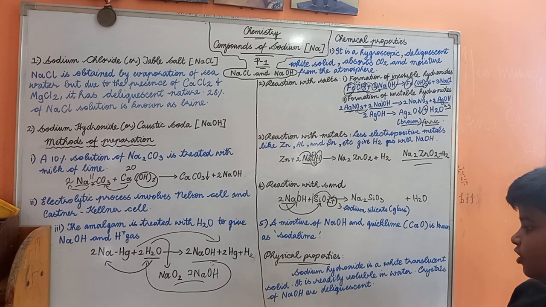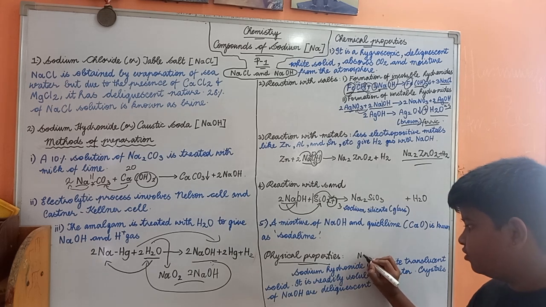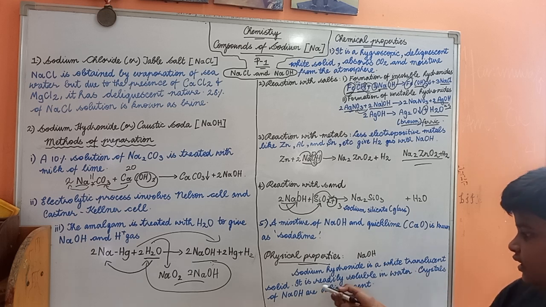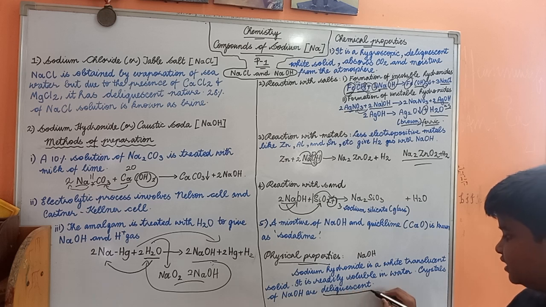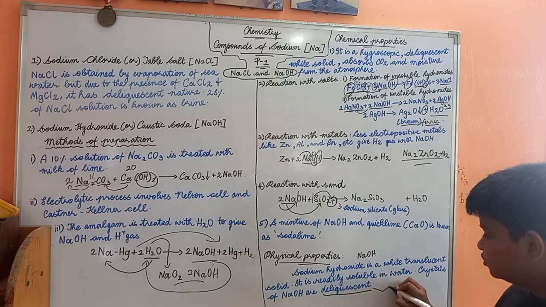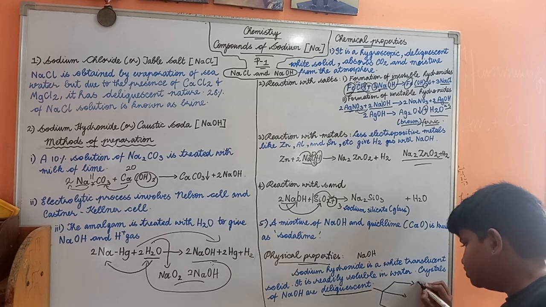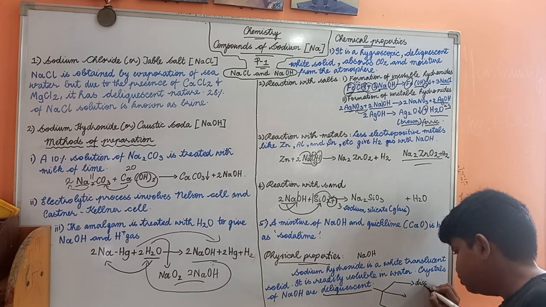Sodium hydroxide, or commonly referred to as NaOH, is a white translucent solid. It is readily soluble in water. Crystals of NaOH are deliquescent. There are three known properties. It dissolves in water, dissolves in moisture.